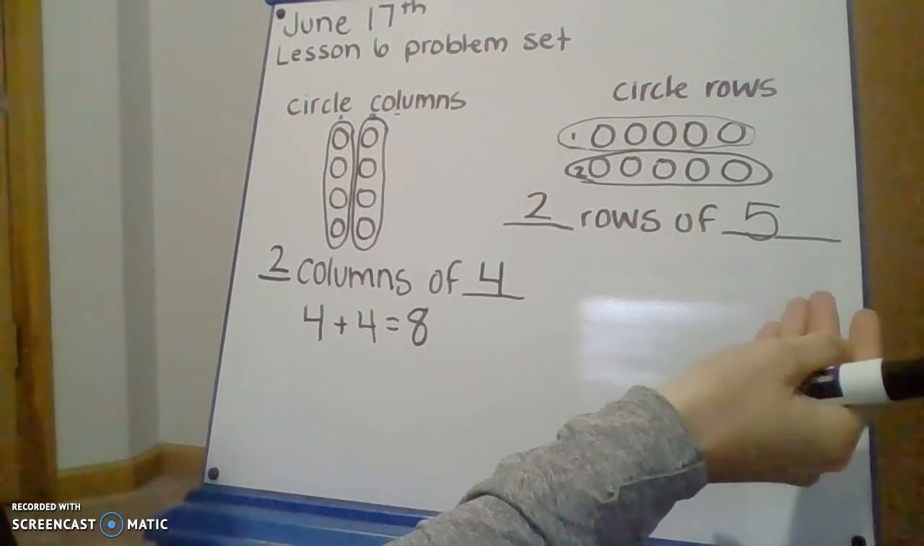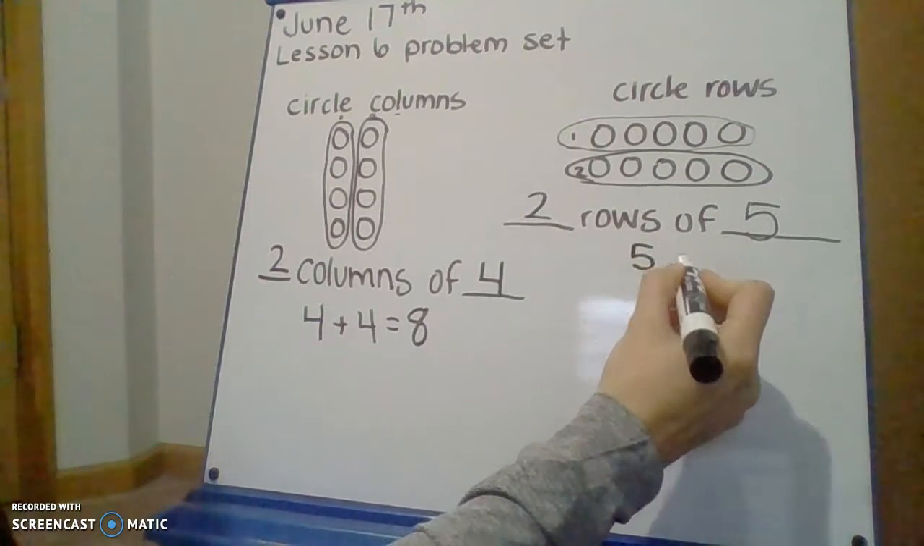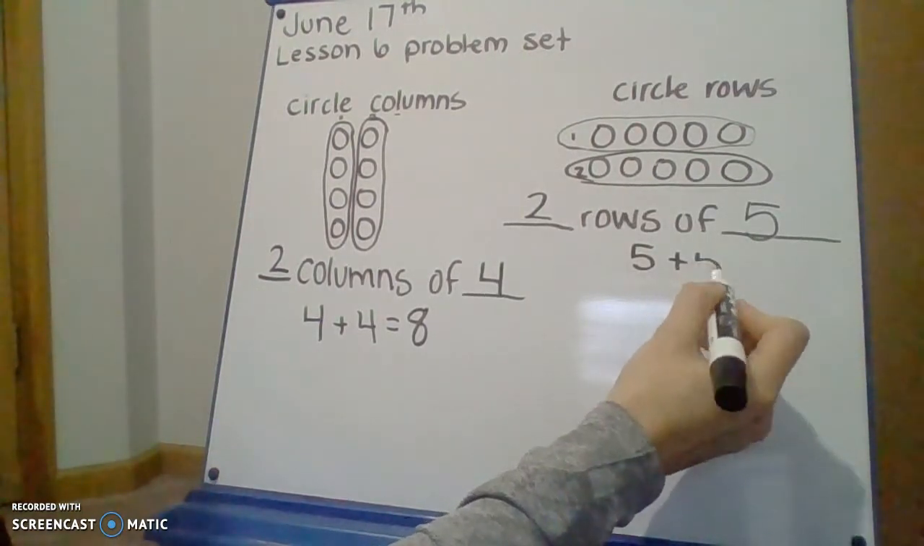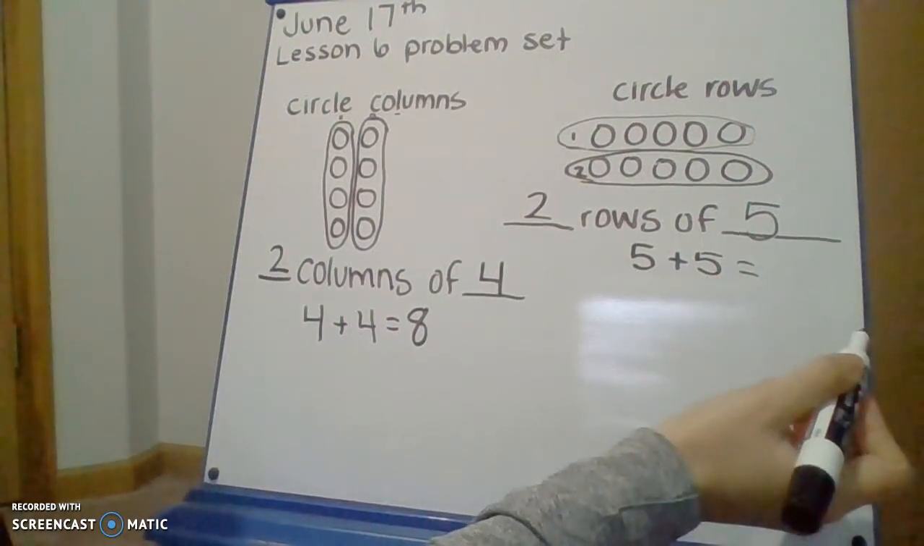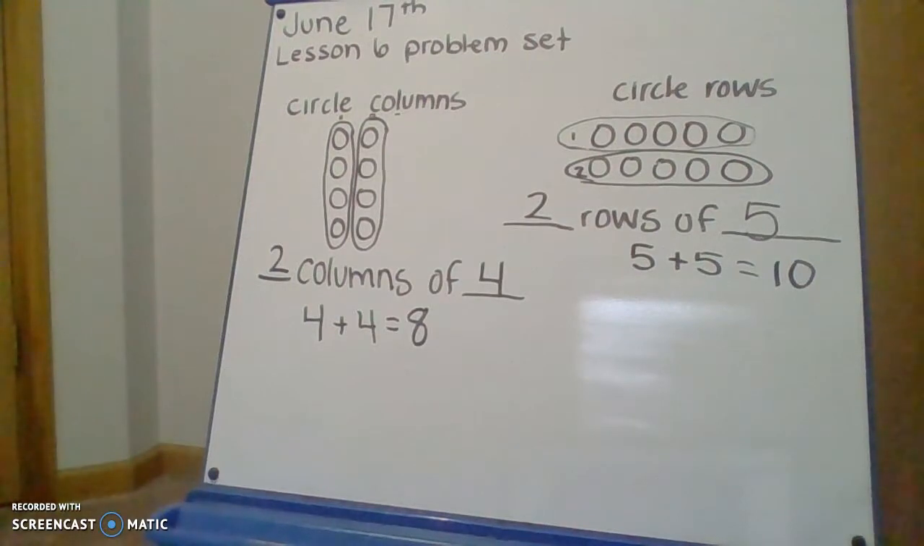So now we have to make our repeated addition sentence. Well, in our first row, we had 5 circles. In our second row, we have 1, 2, 3, 4, 5 circles. So 5 plus 5 is going to give you 10. So that is your Wednesday lesson.